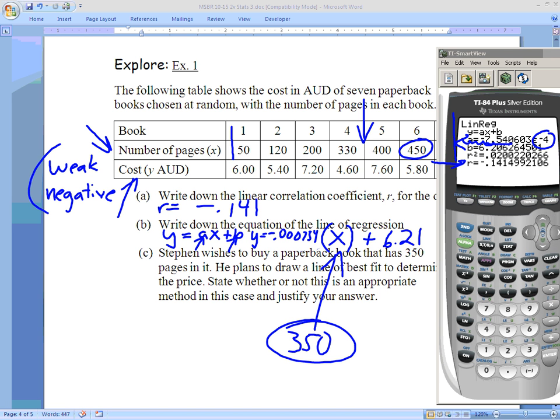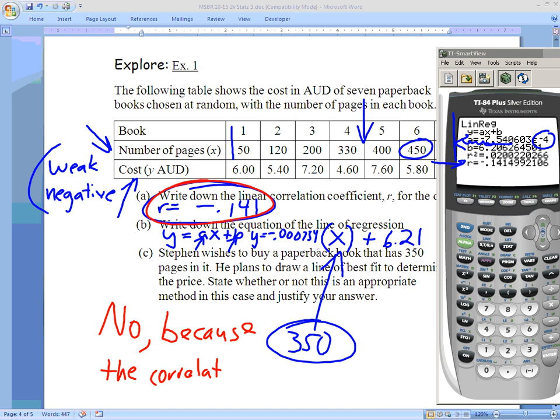But the problem is this R value is terrible. It's a very, very weak correlation. So we can't make a reasonable or an appropriate method of estimation using this equation line because our correlation value is very, very weak. So state whether or not this is an appropriate method. No, it's not appropriate because the correlation coefficient is weak. Or you could say something like our correlation coefficient is below 0.5.